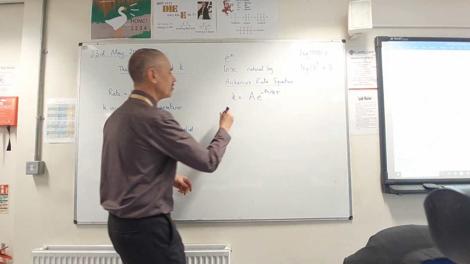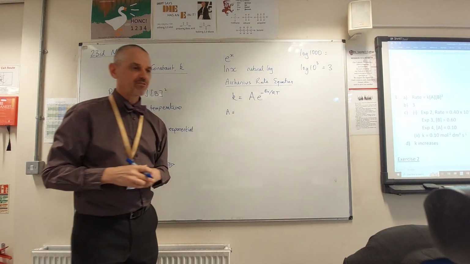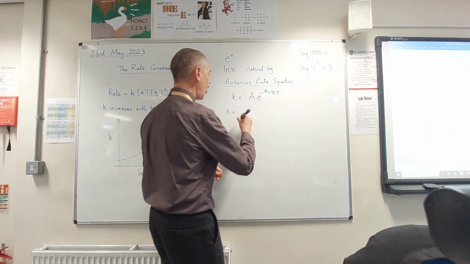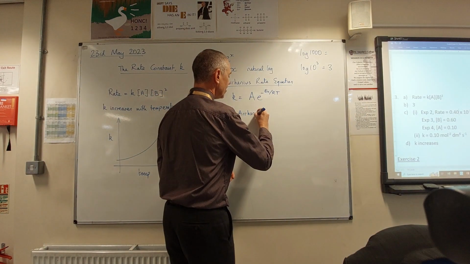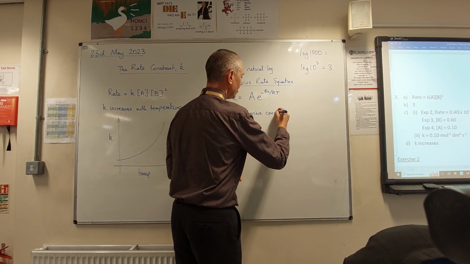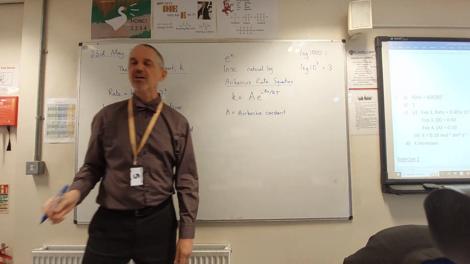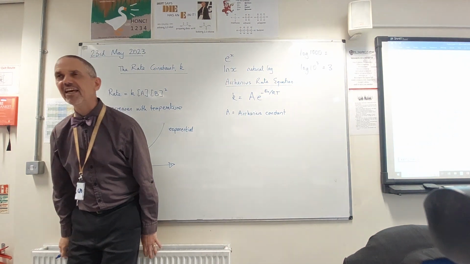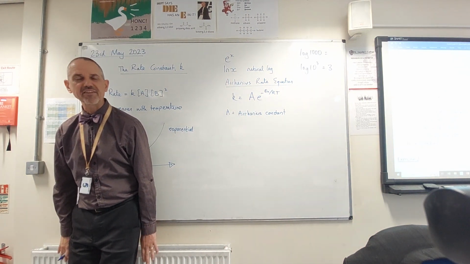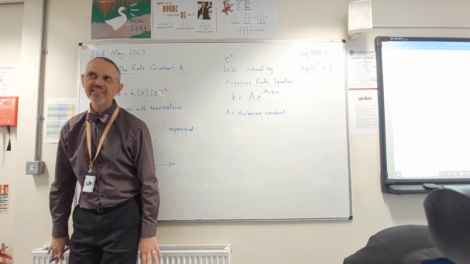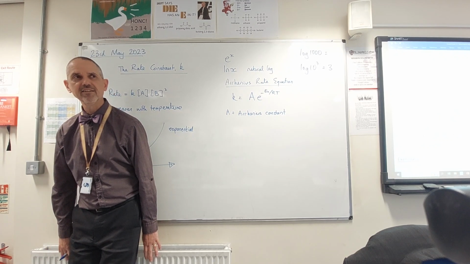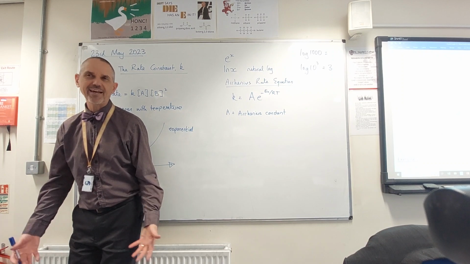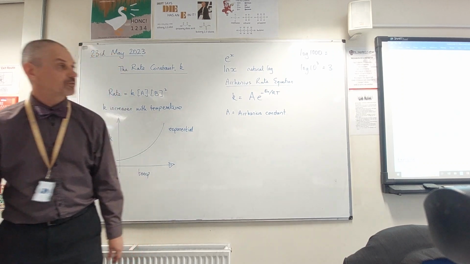Let's just go through the different things. So the Arrhenius constant. If you're going to get an equation, you've got to have a constant named after you. It doesn't have any units. The best way of thinking about the Arrhenius constant is that it's a bit like the collision frequency. It gives you an idea of how often atoms are banging into each other.